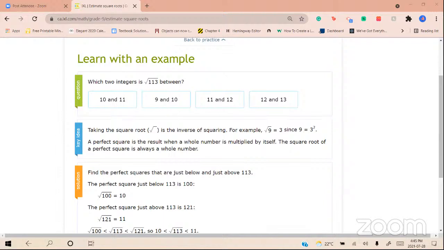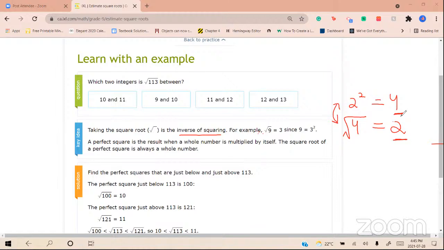Okay, so taking the square root is the inverse of squaring. If I was doing 2 squared, it would give us 4. But if I took 4 and did the square root of 4, it would give me 2. So these are doing the opposite. Here you're getting a bigger number; over here, you're getting a smaller number.